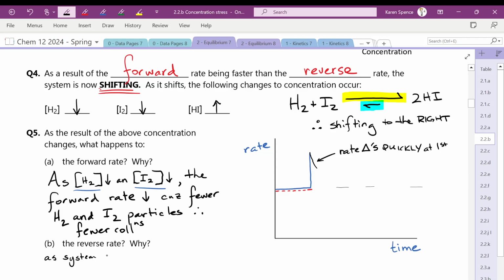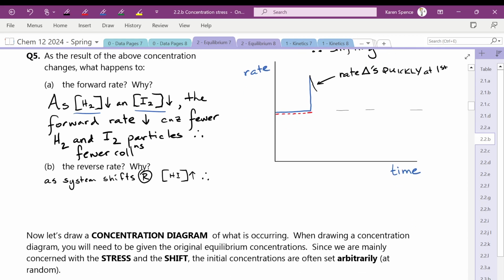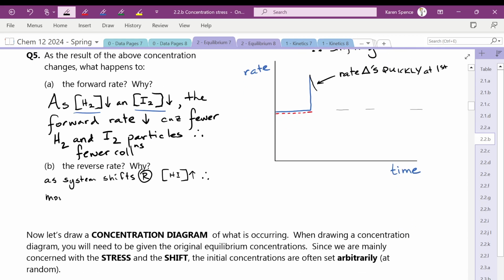As the system shifts right, the concentration of HI increases. Therefore, there are more collisions. Therefore, the reverse rate increases. Okay, so the reverse rate is going to increase.